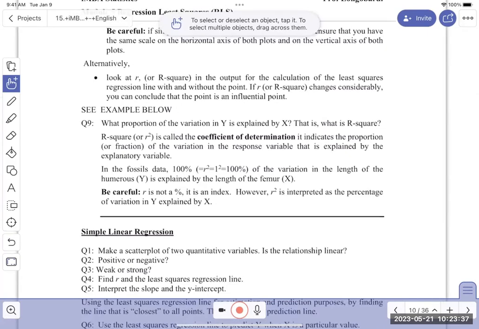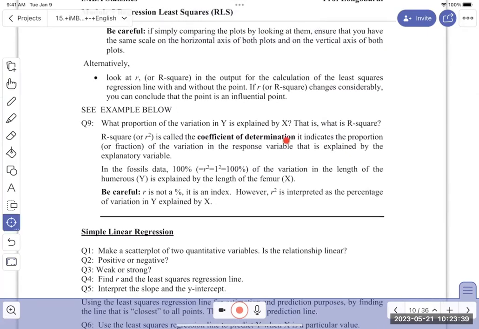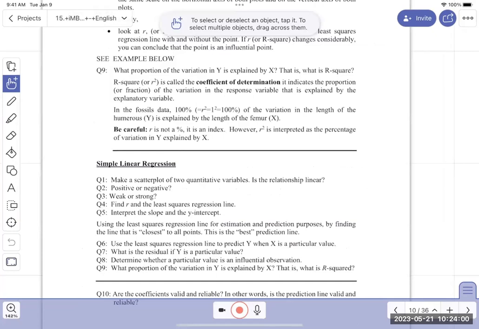I talked about what R squared is. The name of R squared is the coefficient of determination, and it's used to estimate the proportion of the variation of the response variable that is explained by the explanatory variable. That's the definition right there. And that's pretty much it.